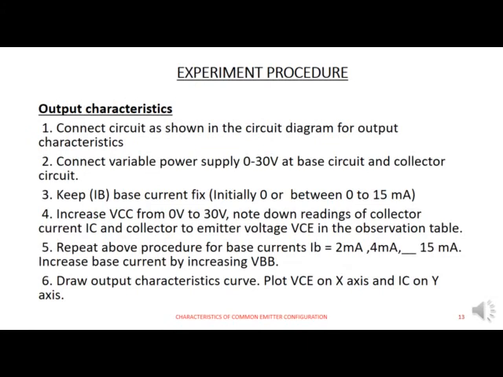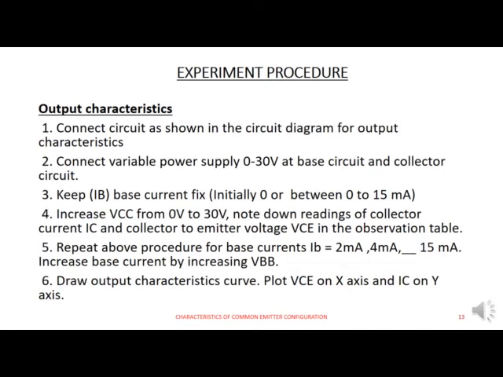And the procedure for output characteristics. Connect the circuit as shown in the circuit diagram. Connect variable power supply 0 to 30 volt at the base circuit and collector circuit. Keep base current IB fixed, initially 0 or between 0 to 15 milliamps. Increase VCC from 0 volt to 30 volt. Note down the readings of collector current IC and collector to emitter voltage VCE in the observation table.